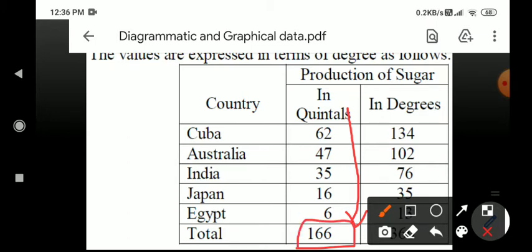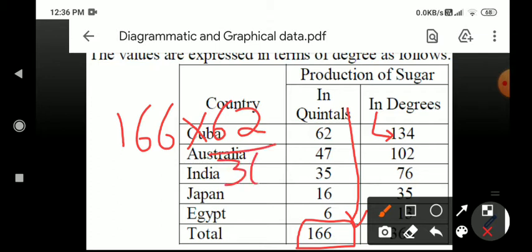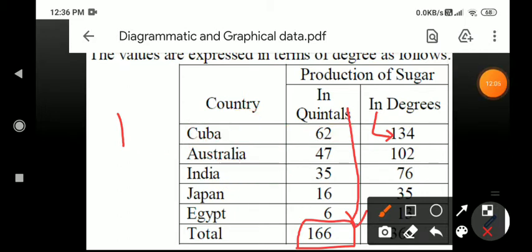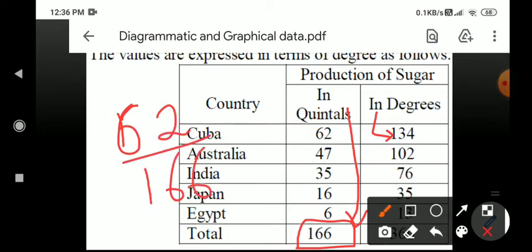Now you have to convert them into degrees. Sorry, there was a mistake from my end. It's not that way. It is 62 divided by 166 into 360.